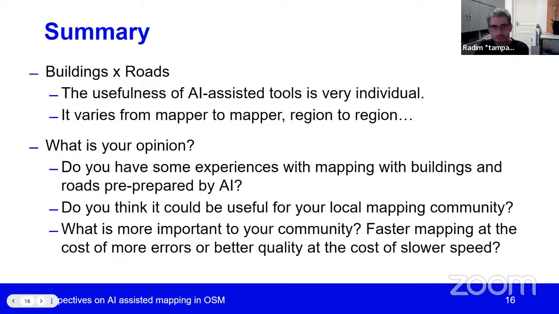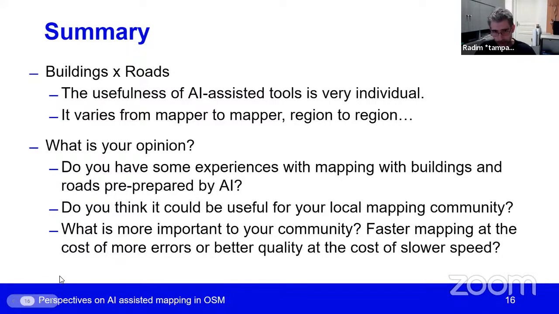Sorry. So you can see that there are differences in results of experiments. There are differences in buildings and roads, differences in localities, differences in various groups, different groups of mappers. It seems that the usefulness of AI-assisted tools is very individual, but as was shown by Benny in the previous slide, there are many localities where AI would probably be very useful and could make mapping faster and could allow us to complete the map. So the question is from us to you.